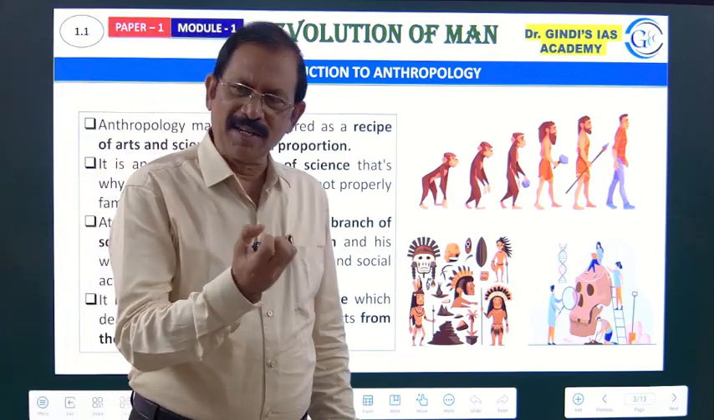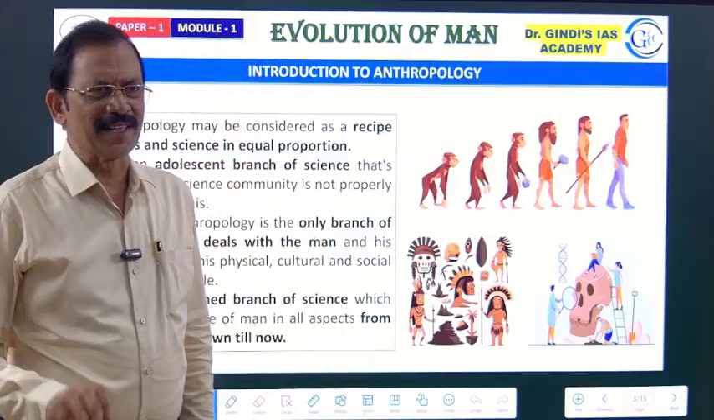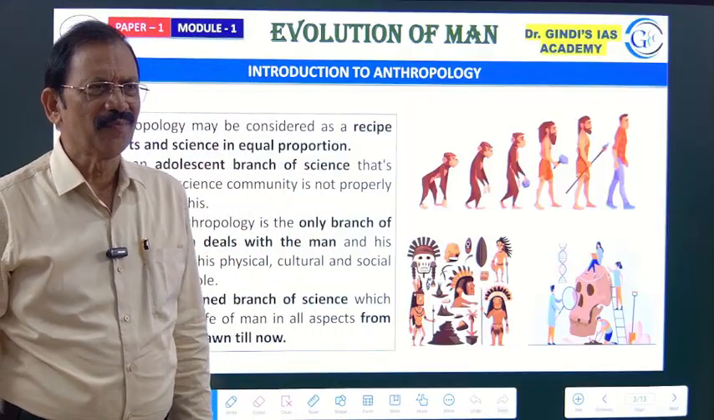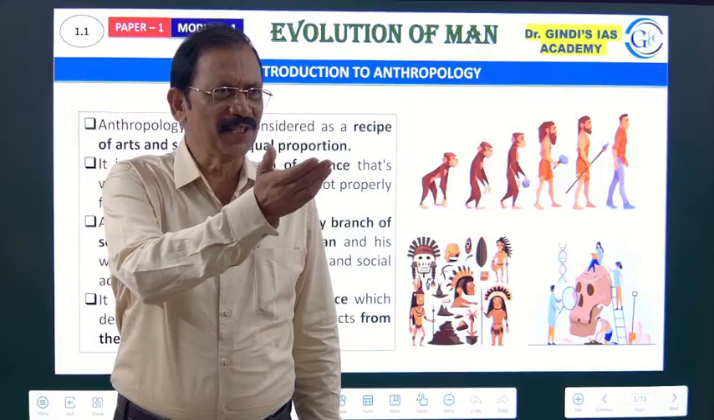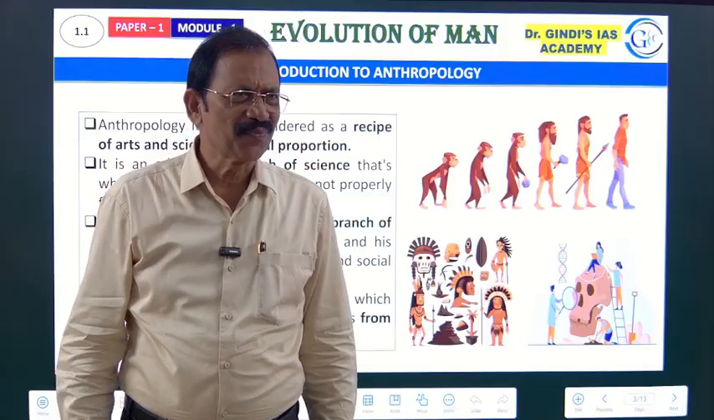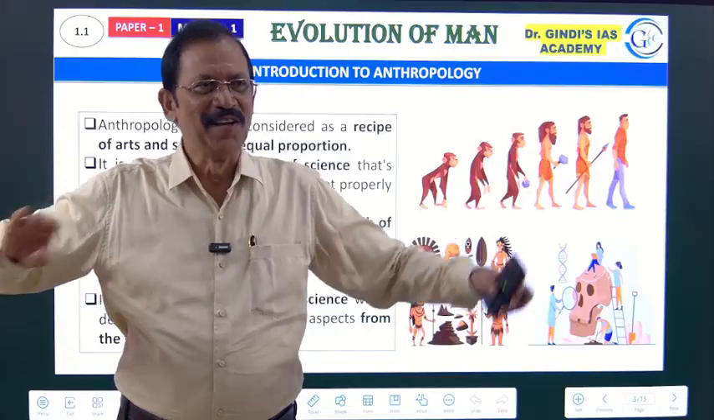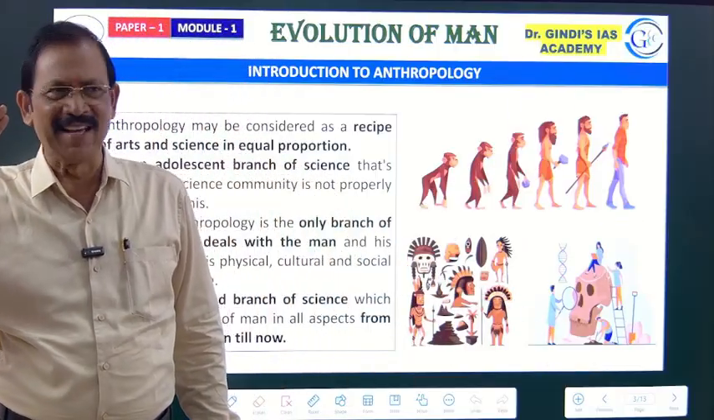So anthropology can be compared to a recipe of arts and science in equal proportion. So arts content is there, science content is there. Science means, what is meant by science? Could you give the definition? What is meant by science? Already we have studied, sir, we have received the degree, sir. What is meant by science?